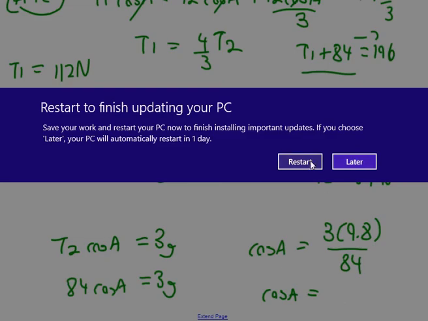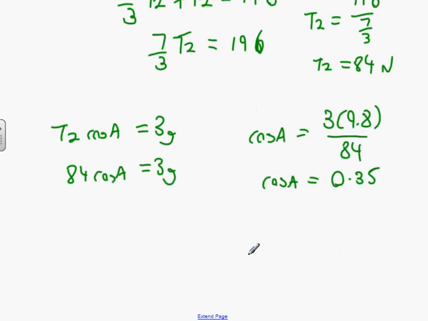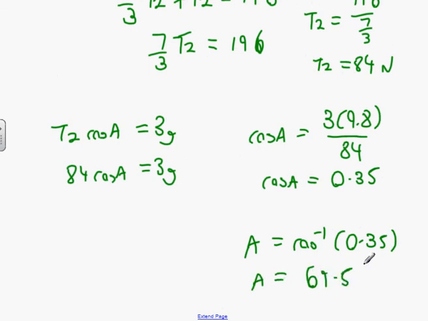0.35. And cos inverse 0.35? Cos inverse 0.35? 69.5 degrees. Okay guys.